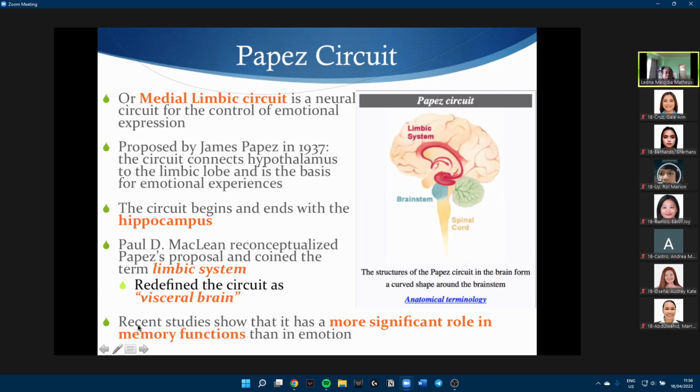Now, ito na po yung pinaka-crux, no? This was what I was telling you. Recent studies show that the limbic system has a more significant role in memory functions than in emotion. Ayan. So nowadays, it's more important pala in memory formation rather than in emotional behavior.